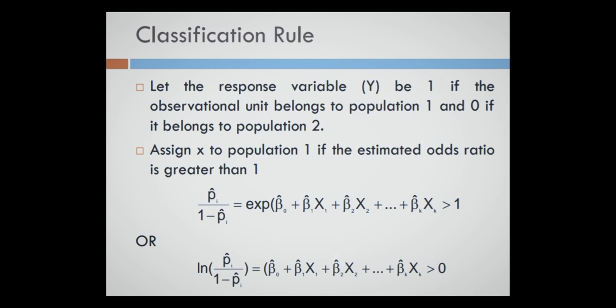Ataupun kita boleh gunakan the model, the function of logistic, kan? This one, the function. When we replace all the x and beta that we know, bila value-nya more than 0, we can assign the new observation to the first population. If less than 0, we assign it to the second population. So ada dua cara, sama ada gunakan odds ratio, exponent power of the function, ataupun boleh gunakan a logistic function itself. Okay, more than 1 and more than 0.